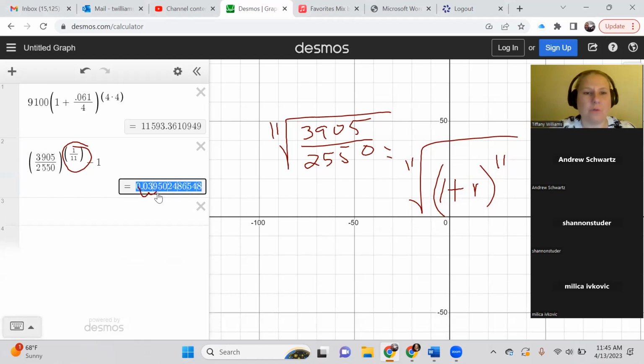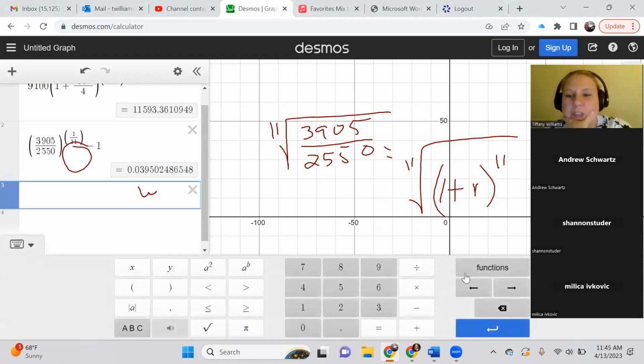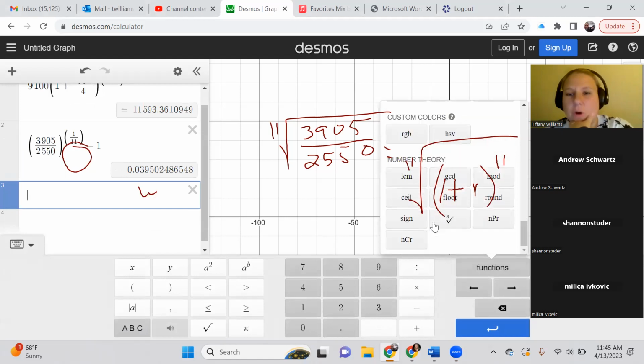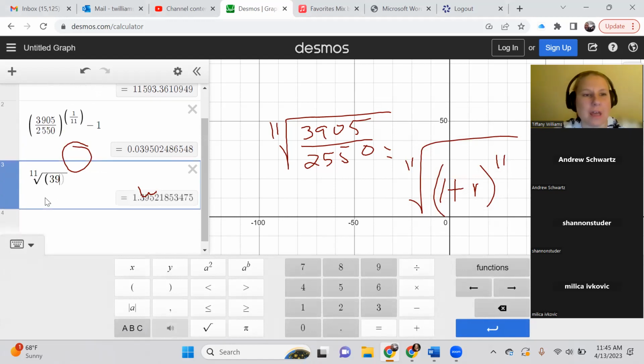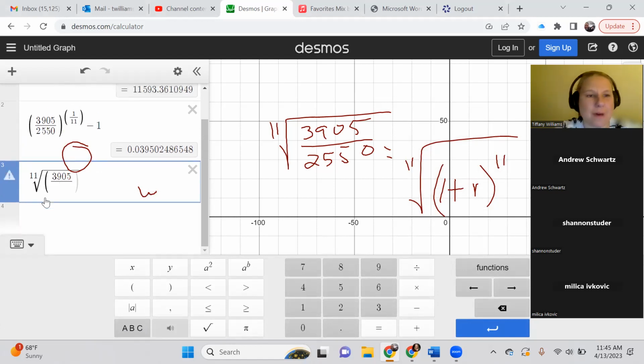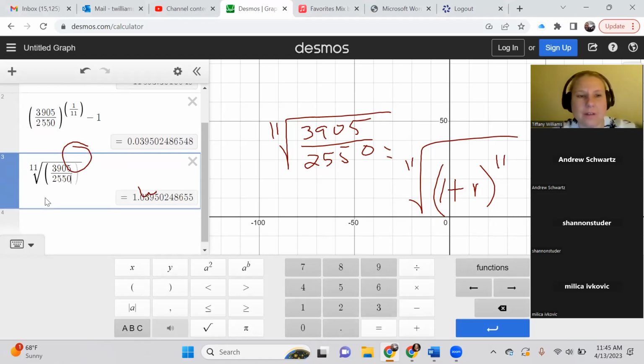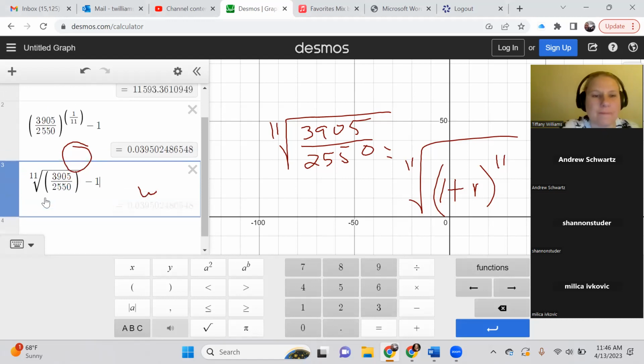So let me make everything go away. Okay, so here if you go to functions and you go all the way down to the bottom, you've got the nth root. So I could type that in as 11. So if I do the 11th root, you're going to see me type everything in exactly the same way, it's 3905 divided by 2550. Close my parentheses to say we're taking the 11th root of that, and then we subtract 1. Did anything change? Nah, because it's the same thing.